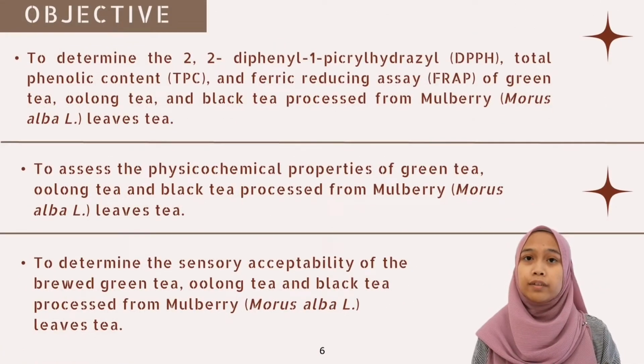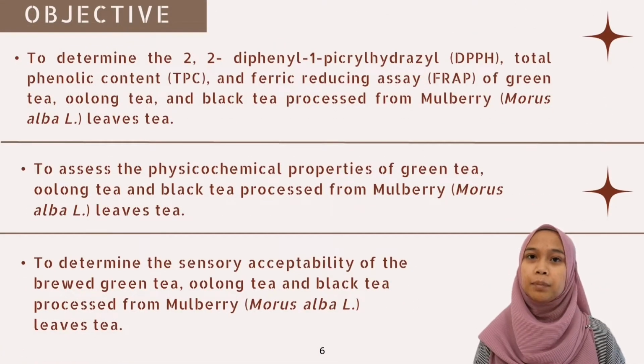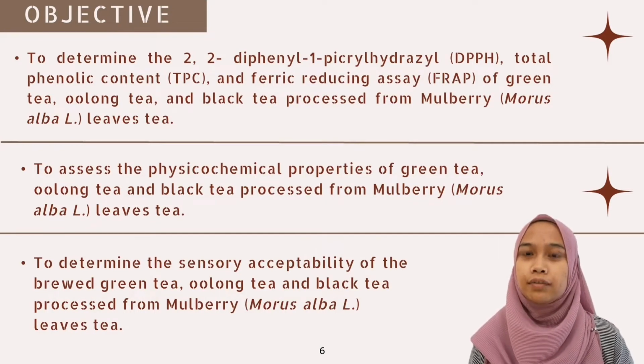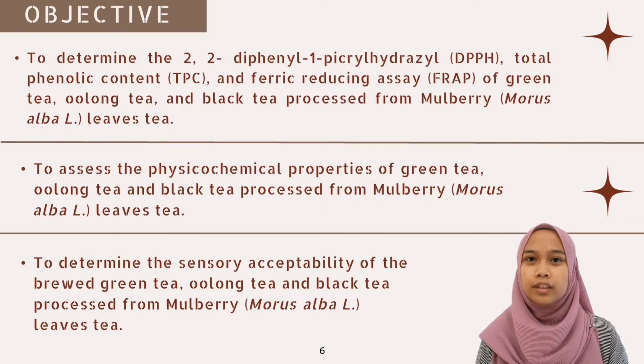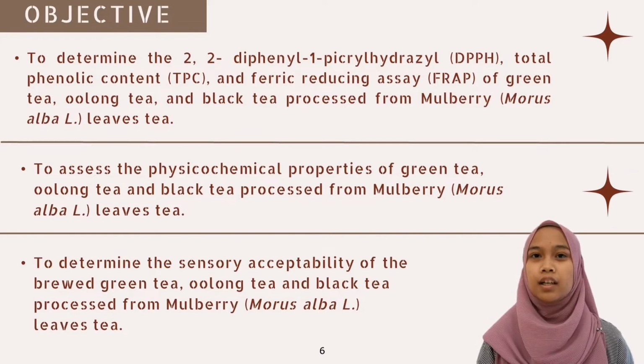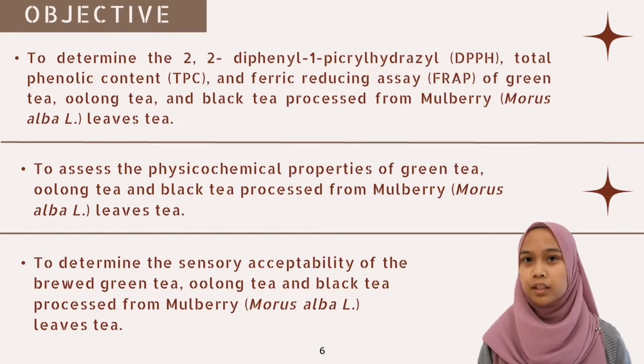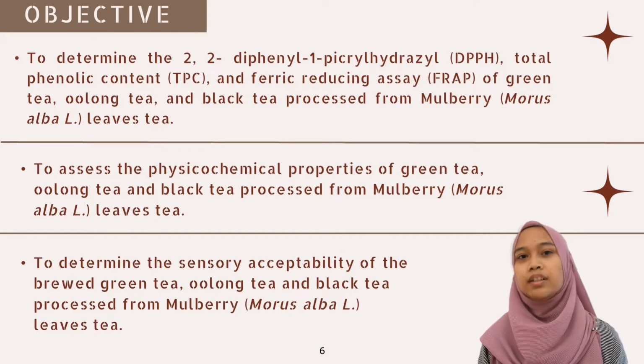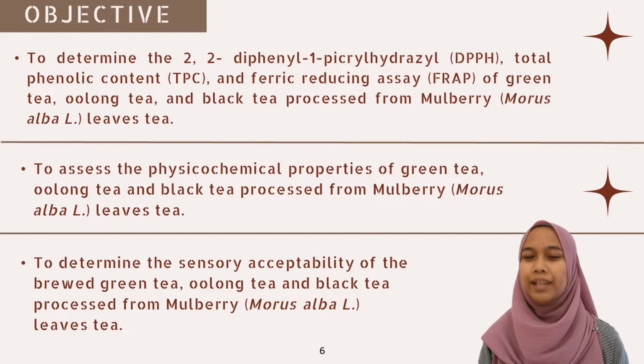Thus, the objective for my research is first to determine the DPPH, total phenolic content (TPC), and ferric reducing assay (FRAP) of green tea, oolong tea, and black tea processed from the mulberry Morus alba leaf tea. Second, to assess the physicochemical properties of green tea, oolong tea, and black tea. Finally, to determine the sensory acceptability of the brewed mulberry green tea, oolong tea, and also black tea.